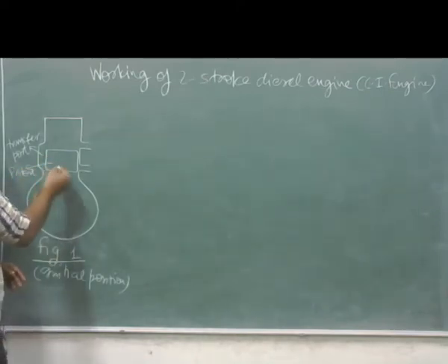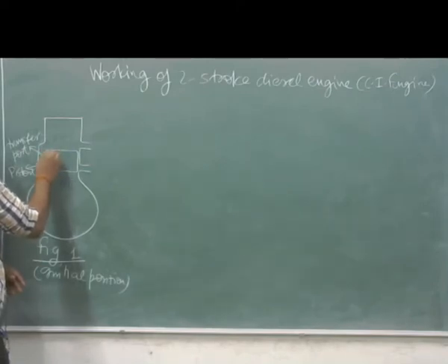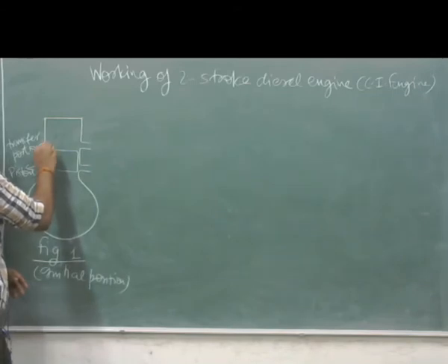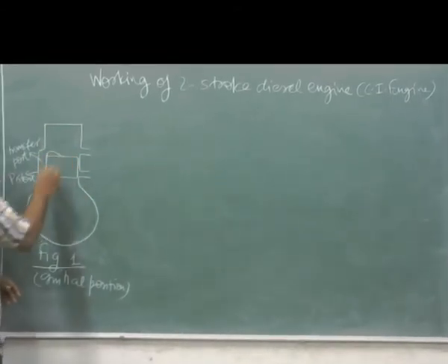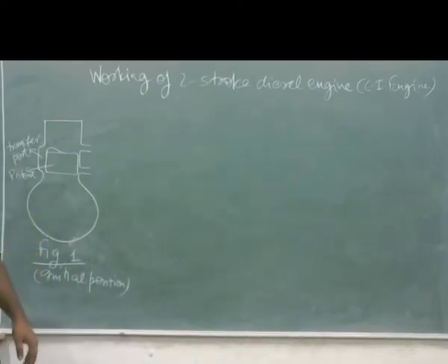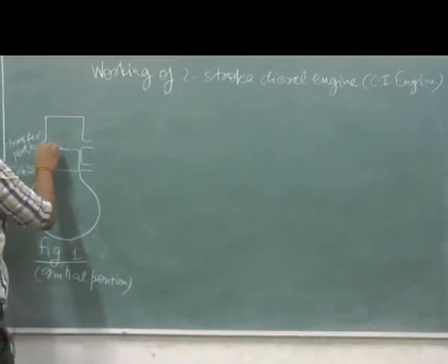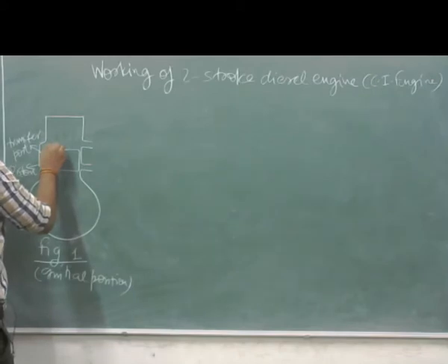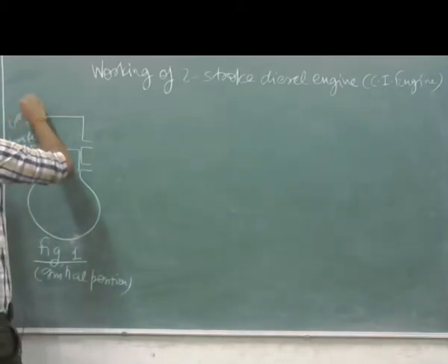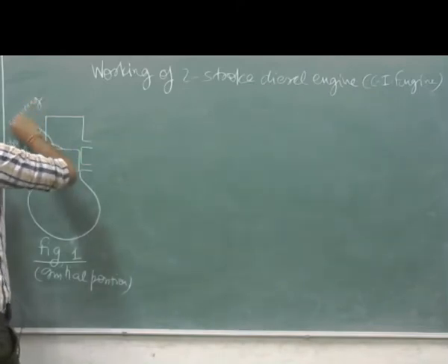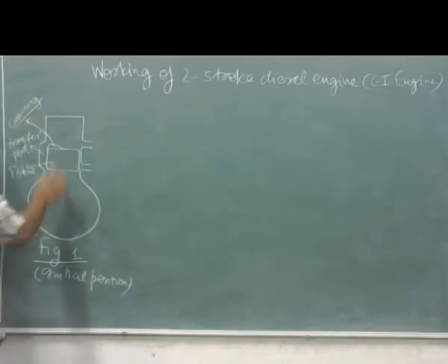So this is the piston, and above the piston there is a shape like a king's crown. This is known as crowning. Why this crowning is provided on the piston, that we will also see.